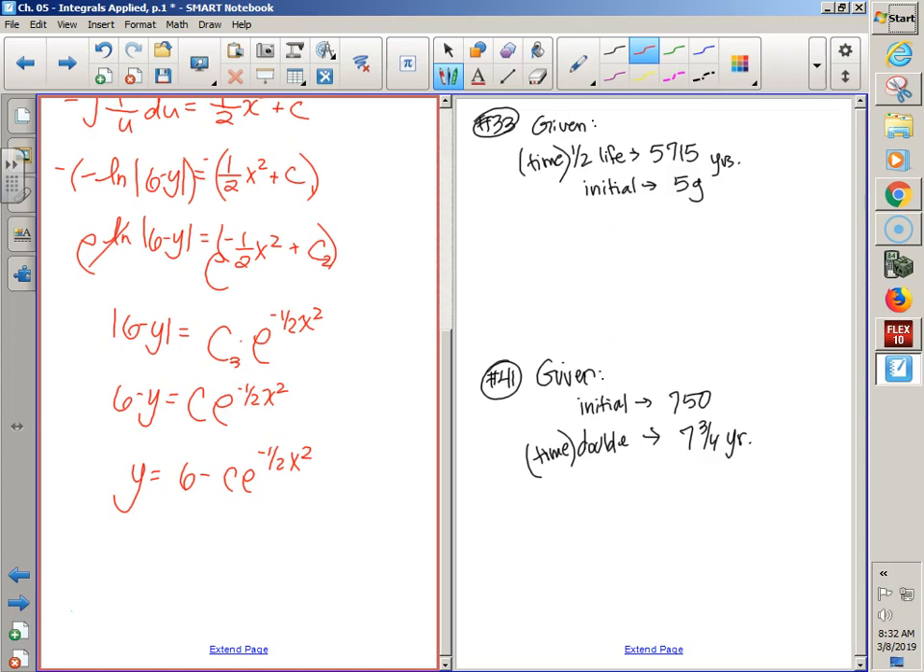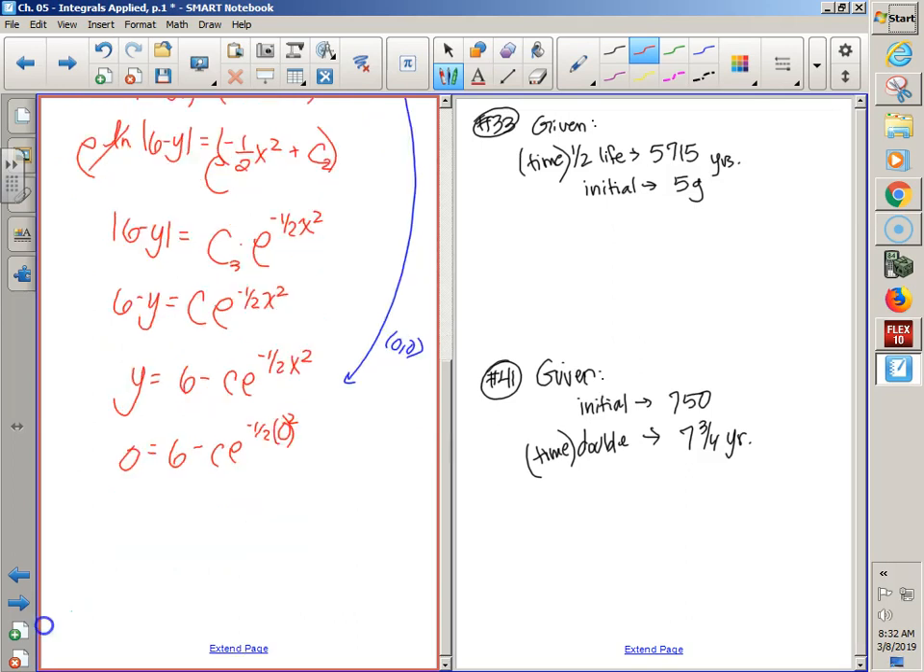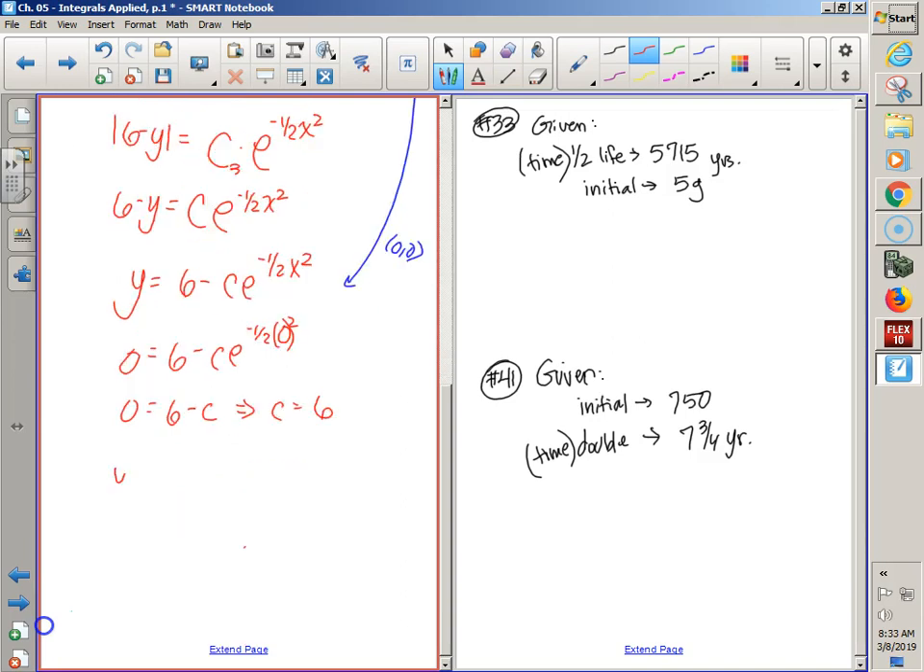It's all right. At this point, I'm going to bring in that clue from up above, which I think was 0, 0. Is that right? So y is going to equal 0 when x is equal to 0. That makes that whole thing 0. E to the 0 is 1. 6 minus c needs to be 0, which means c is equal to 6. So I can end off with my final equation of y equals 6 minus 6 e to the negative 1/2 x squared.